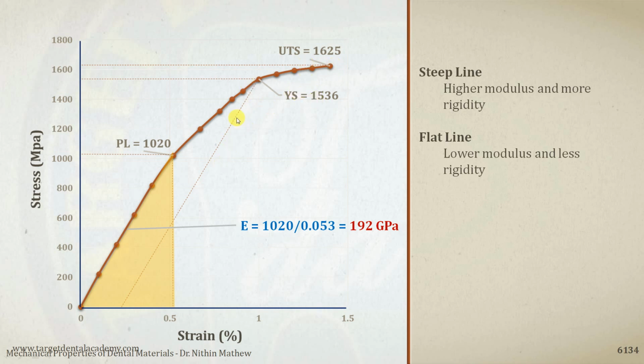This is the stress strain curve. This is your proportional limit, this is your Young's modulus of elasticity, and this is the ultimate tensile strength. So a steep line means a higher modulus of elasticity, and a flat line means a lower modulus of elasticity.